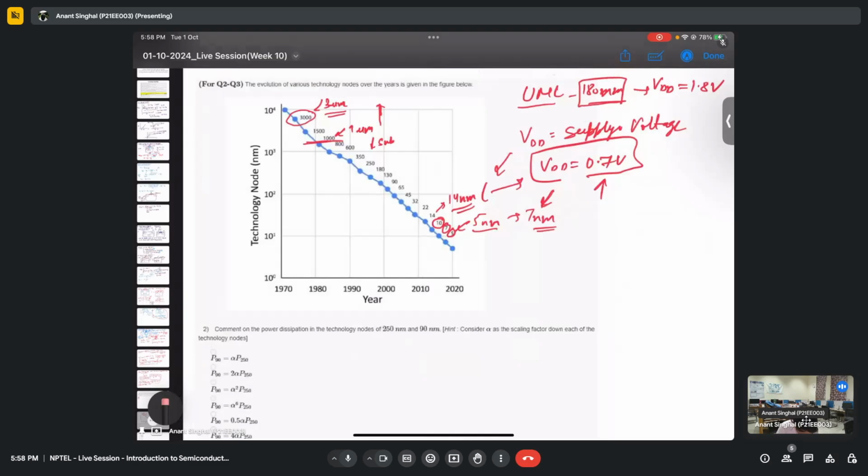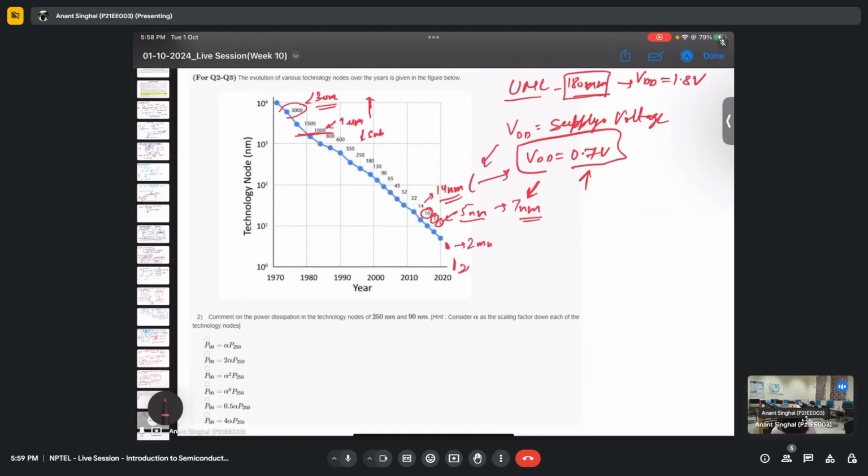I'm not sure. So now it says that the evolution of various technology nodes over the years is given in the figure below. So we started with somewhere around 3 nanometer in around 1970, and we have come till, let's say if I make one more dot over here, let's say this is 2 nanometer, which will be coming in 2025. We are here now. So it is saying: comment on the power dissipation in the technology nodes of 250 nanometer and 90 nanometer. Hint: consider alpha as a scaling down factor for each of the nodes.